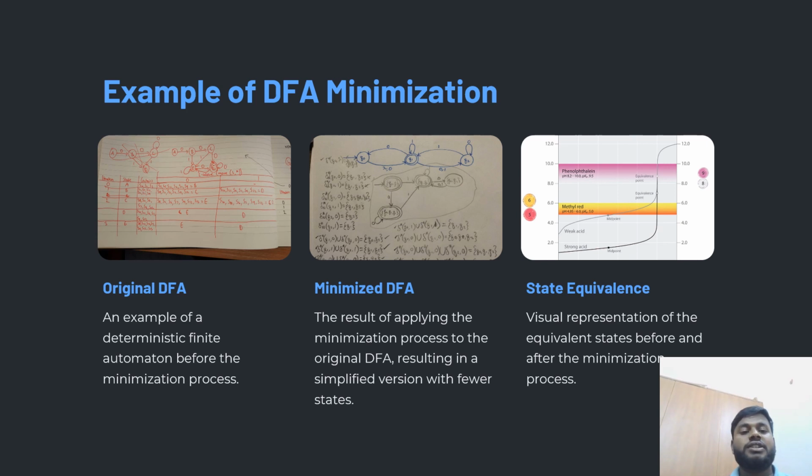Examples of DFA minimization. Original DFA: an example of a deterministic finite automaton before the minimization process. Minimized DFA: the result of applying the minimization process to the original DFA, resulting in a simplified version with fewer states. State equivalence: a visual representation of the equivalent states before and after the minimization process. We show this in these figures. You can see this.